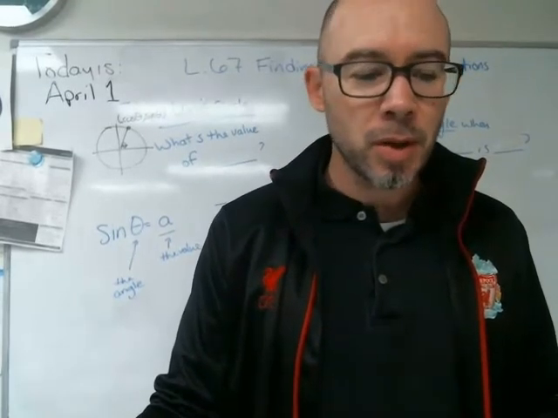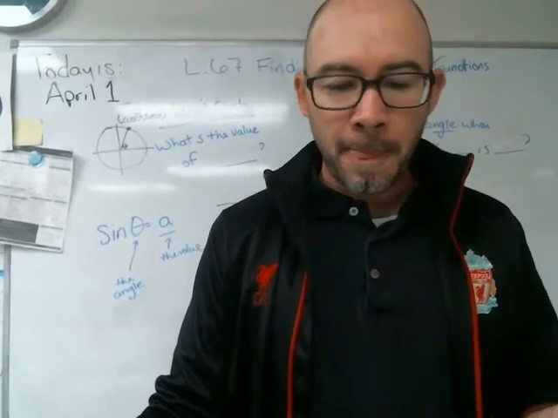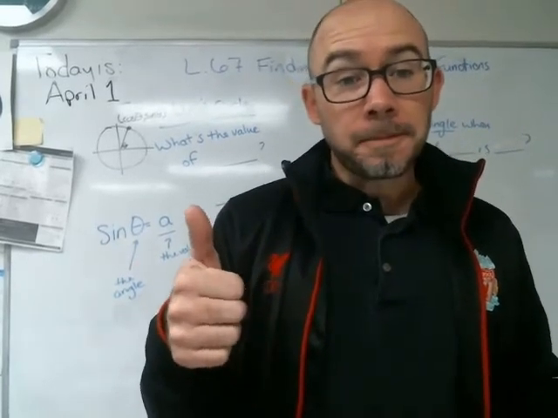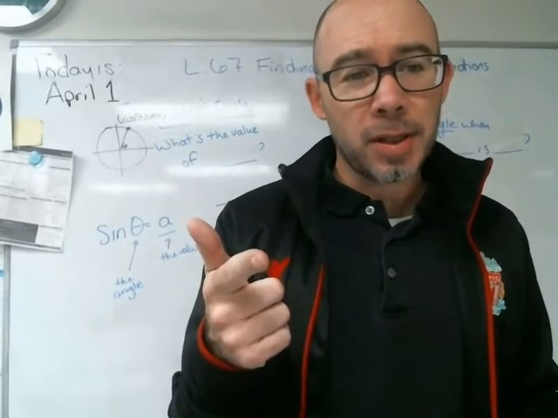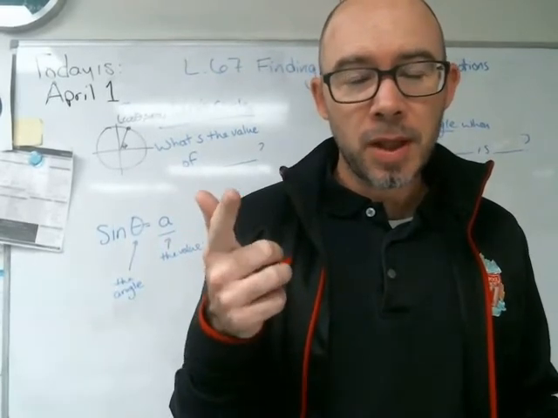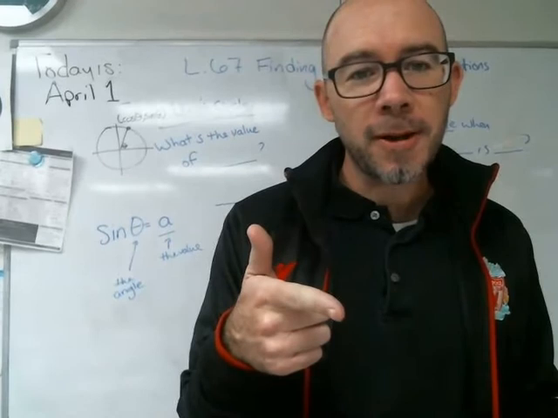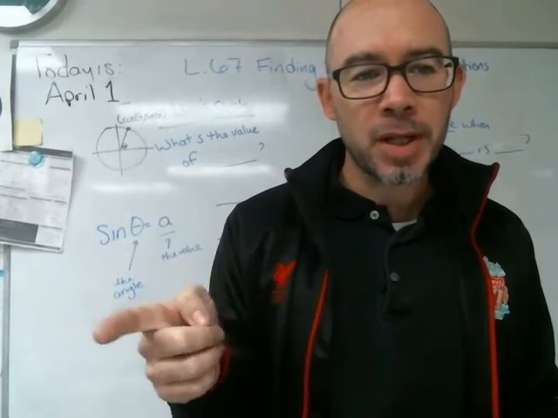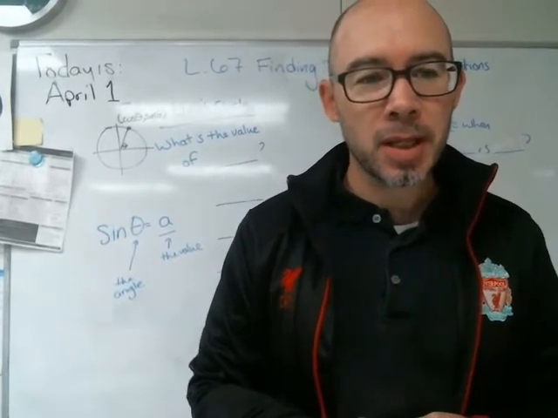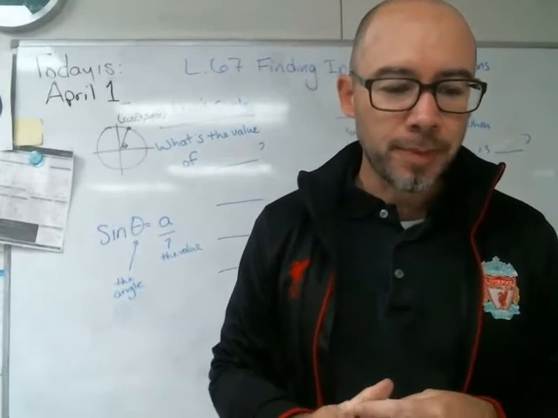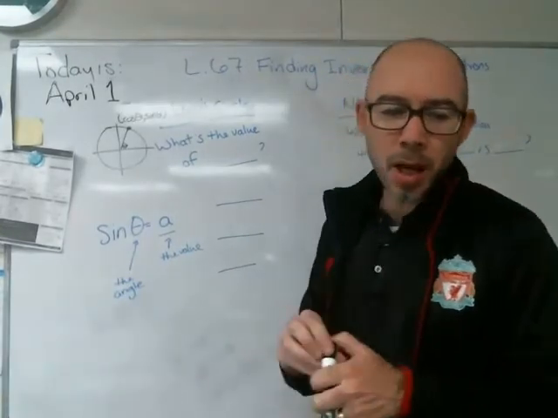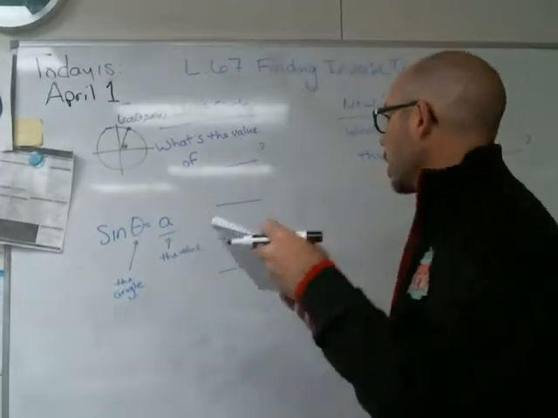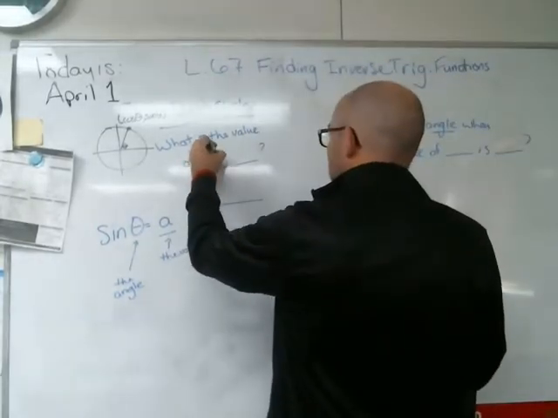So what I want you to do is find the angle, and then find the right part of the address. The x part of the address is the cosine for that angle, and the y part of the address is the sine for that angle. So I'm going to write them down, and then we'll let them sit there.